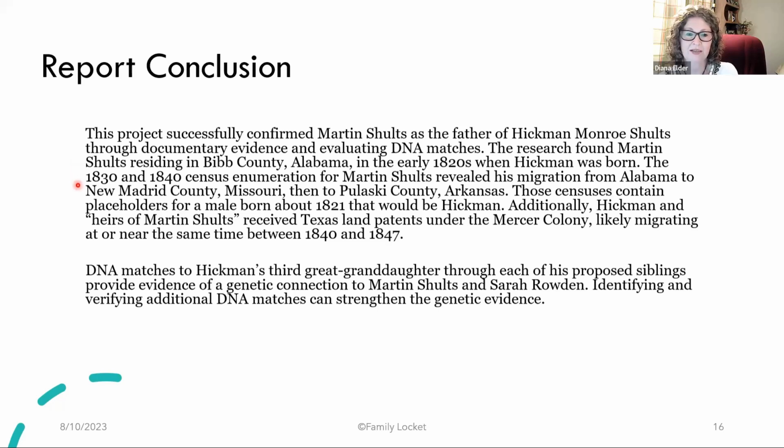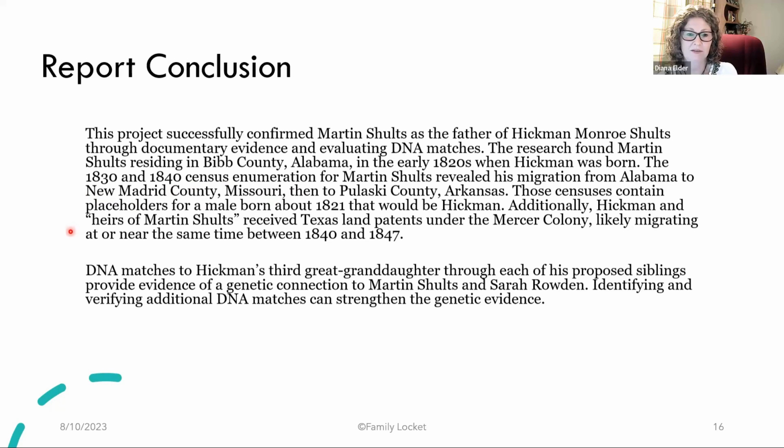The 1830 and 1840 census enumeration for Martin Shults revealed his migration from Alabama to New Madrid County, Missouri. This was a new census that I did not have. I did not have this location of New Madrid County. So that was exciting to find. It was not indexed correctly, or it was really faint. It was one of those that was more difficult to read. And so that was fun to find. And then to Pulaski County, Arkansas. Those censuses contain placeholders for a male born about 1821 that would be Hickman.